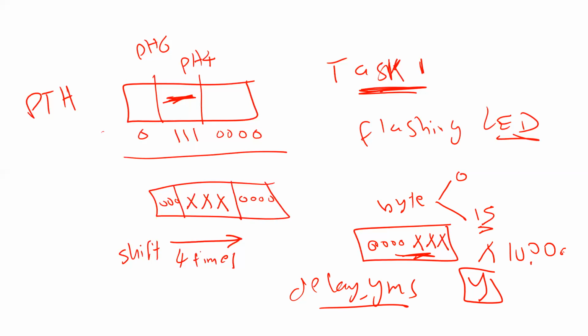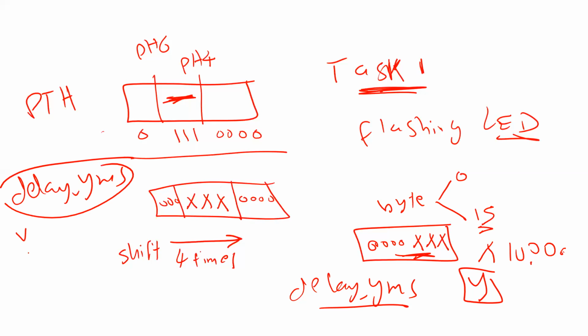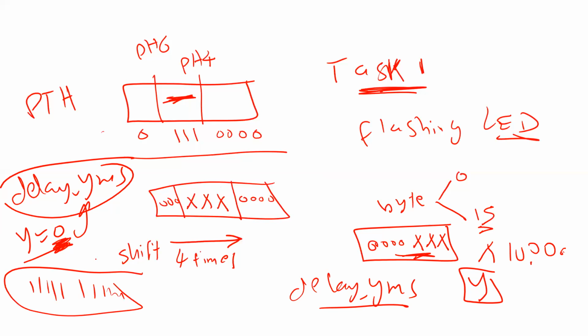However, I want to bring your attention to a very important thing. For delay Y ms, if Y equals 0, you should not call this function, because of the way this function works: once you send Y, it is going to decrement Y first. So if Y equals 0, this function is actually going to wait for a very long time. Why? Because it's going to decrement from 0 and become 1, 1, 1, 1, 1, 1, 1, which is a very long time. You know what I'm saying?